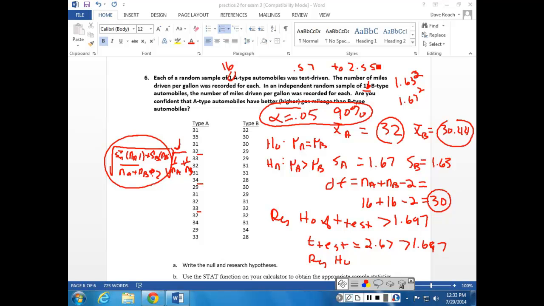The interval doesn't include 0, therefore the mileage is better for type A. And assuming we've picked one of those 95% of intervals that includes the real difference, we think the difference is from about 0.57, about half a mile per gallon, up to maybe 2.5. And again, you could decide if you were purchasing whether or not that's enough to influence your decision.